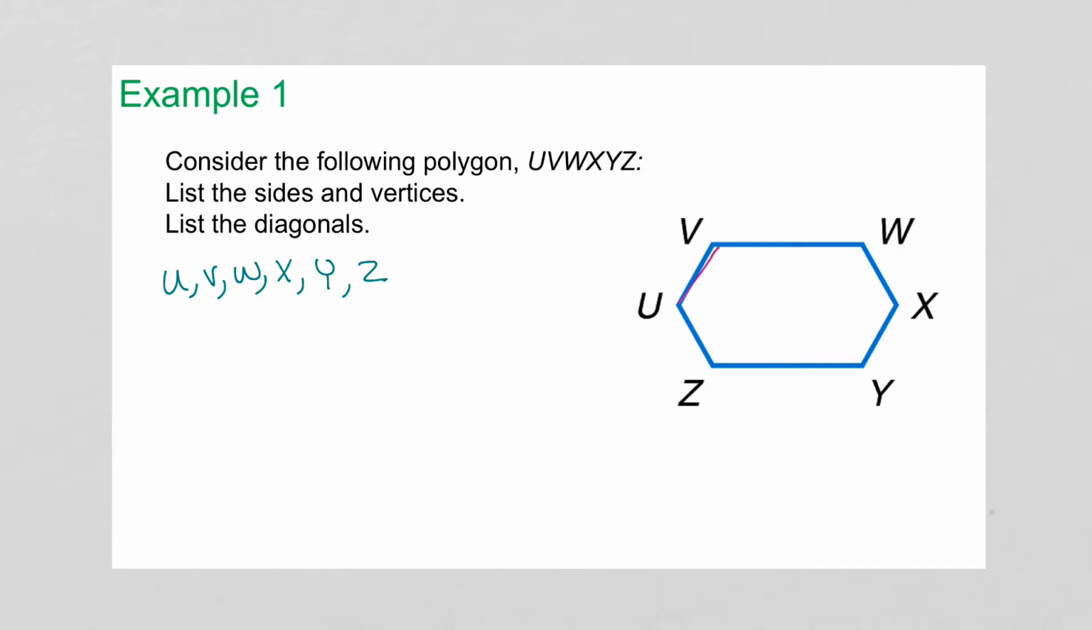The sides are all along, so UV, and we put a little line segment on top to show that it's a line segment. And we've got VW, WX, XY, YZ, ZU, and UV. And it doesn't matter. You can call line segment UV also VU. Either way will work.